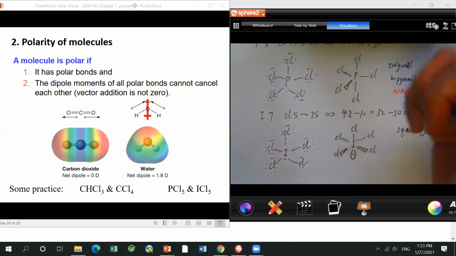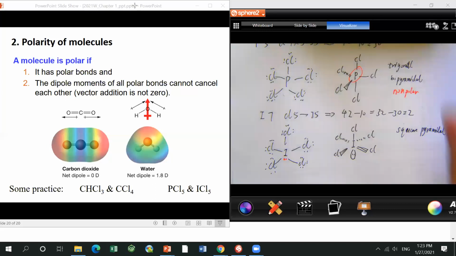So this phosphorus, you can see, is surrounded by 10 electrons, and this iodine even has 12. Iodine, because it is a huge atom, can hold as many as possible. So keep those in mind.